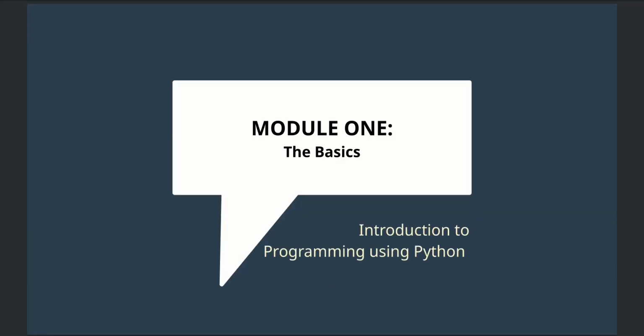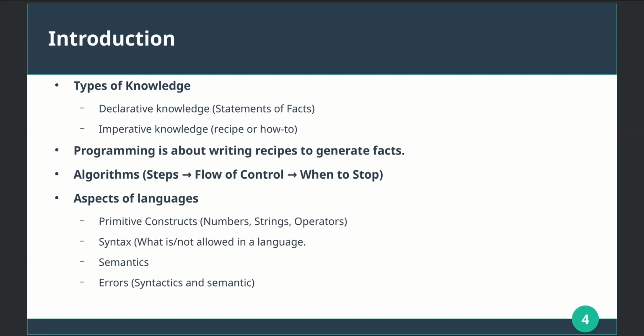In this first module, we're going to look at the basics, and in this very class, we're going to talk about some key concepts about programming. Let's begin by talking about types of knowledge. Knowledge can actually be represented in two ways: declarative knowledge and imperative knowledge.